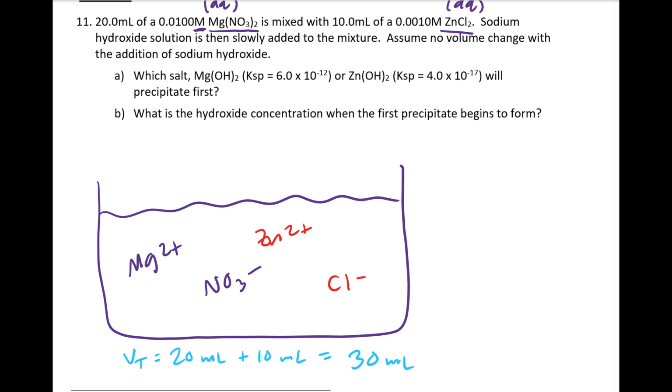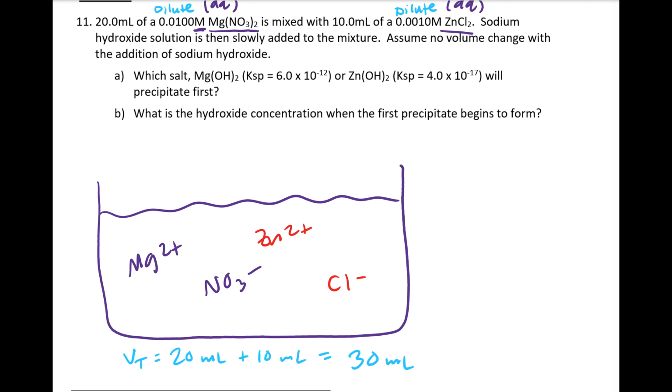Something to keep in mind further along in this problem: the molarity of the magnesium nitrate is no longer 0.01 molar. We're going to have to dilute that concentration eventually, and the same thing applies to the zinc chloride. Anytime you mix solutions together or add water or change the volume, you're diluting the solution, so we're going to have to calculate a new molarity, but save that for later.